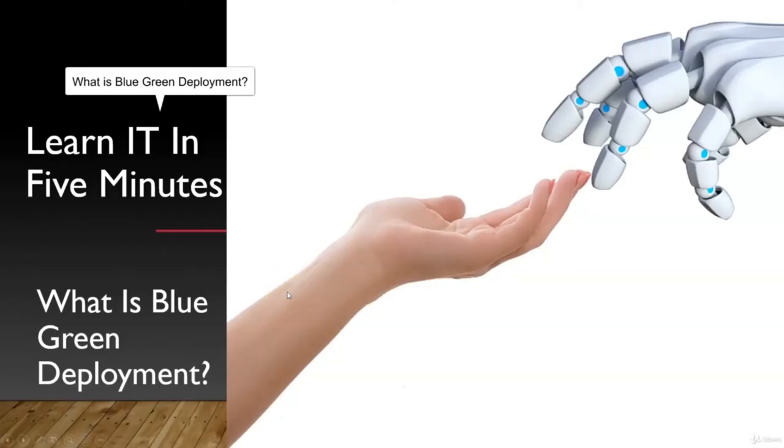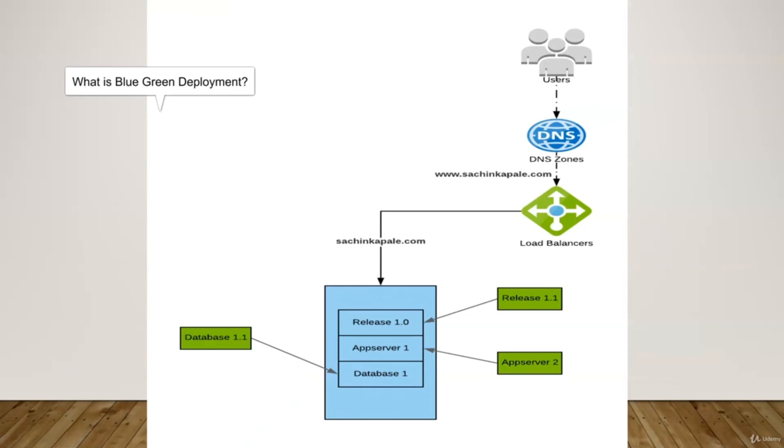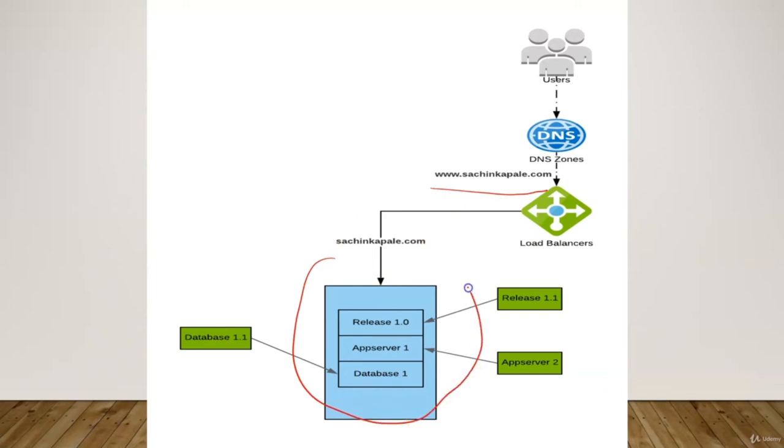All right, let us try to understand what is a blue-green deployment in detail. So typically when you have a web-based application, you configure your DNS. For example, consider you wanted to update this website, www.sachinkapare.com, which typically routes the traffic through the load balancer to one set of stack with a particular version. When I say stack, it consists of application release version 1.0, app server is of version 1, and database server is of version 1 for this release of application.